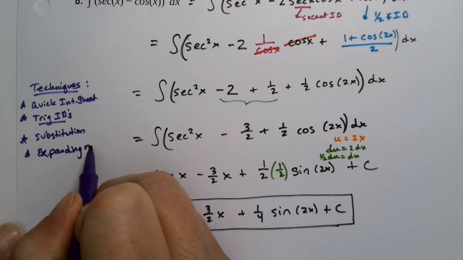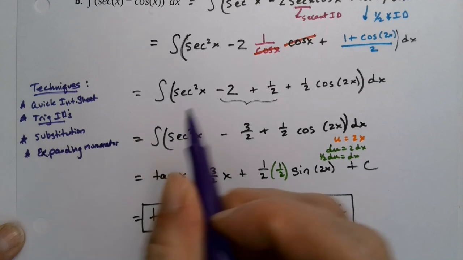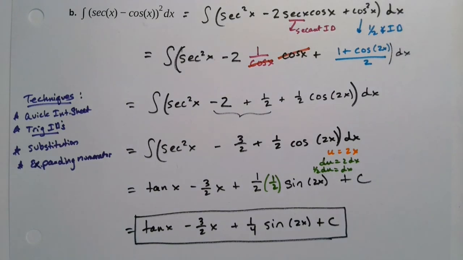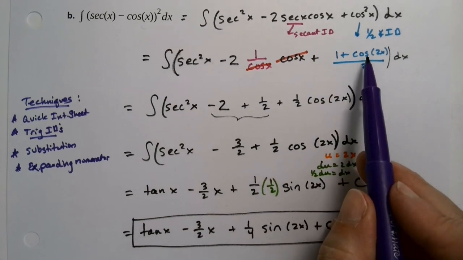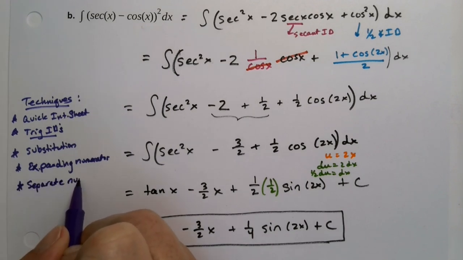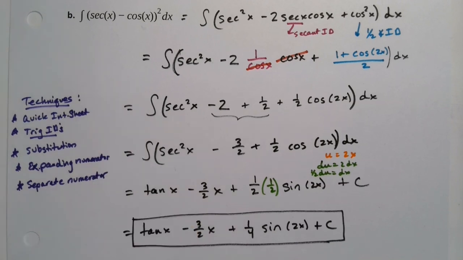Right at the very beginning when we FOILed out this, right? This original binomial squared, and we turned it into that. That's expanding the numerator. And then we also did it, well, it's sort of separating the numerator right here. When we went from this piece to this piece, we also separated the numerator. So we actually used several things. And that's the way real integration problems work. I mean, if you're going to do integration by hand analytically, you're going to be combining together all sorts of different ideas, all sorts of different formulas. That's the nature of the beast.